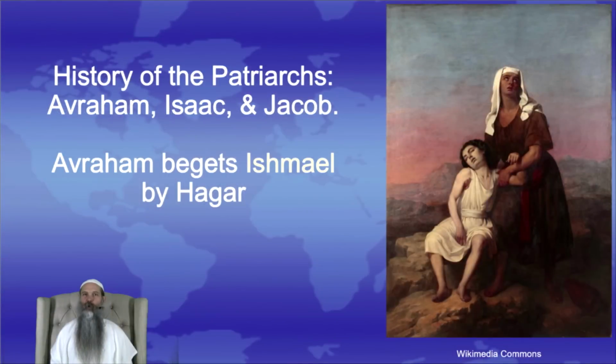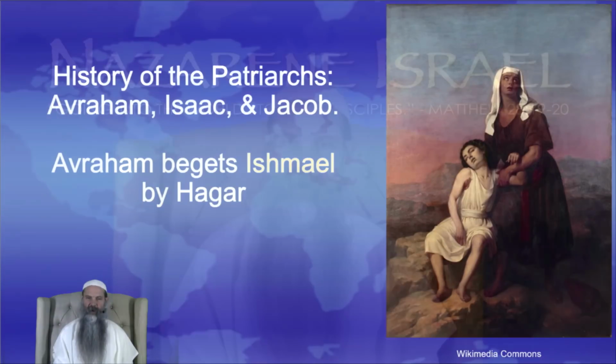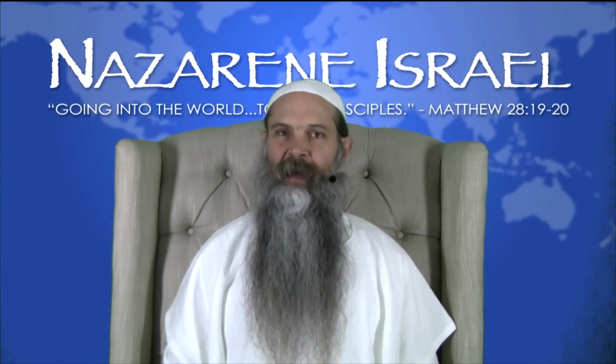So before we talk about that, the first thing we want to do is talk about a basic history of the patriarchs. And by patriarchs, we mean Abraham, Isaac, and Jacob. So Abraham's first son was named Ishmael, and Ishmael was the son of Hagar. She was Sarai's, or Sarah's, handmaiden.